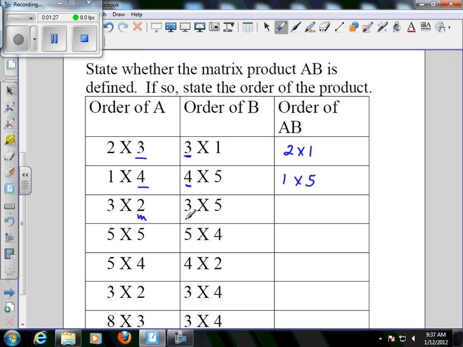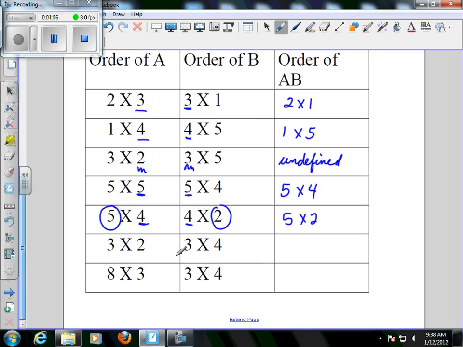Now here, 2 and 3, those numbers are not the same, so we cannot multiply these matrices together, and this is undefined. Next one, the middle numbers are the same, so the result is a 5 by 4 matrix. Take the end numbers. Here, the middle numbers are the same, 5 by 4 and 4 by 2. Take the end numbers, so we get a 5 by 2 matrix as a result.